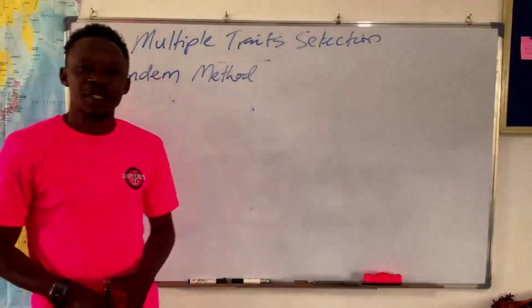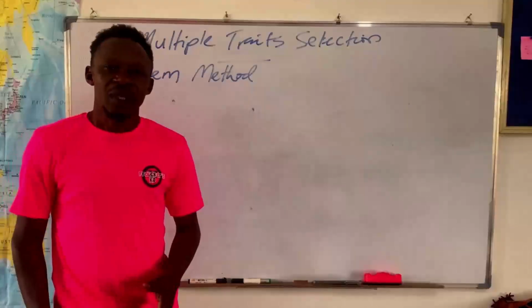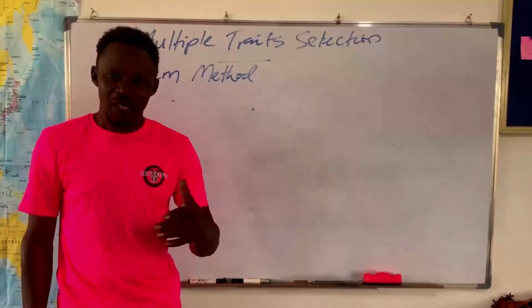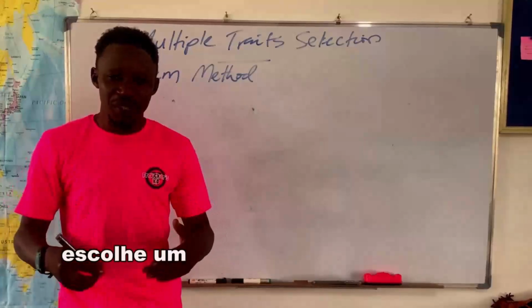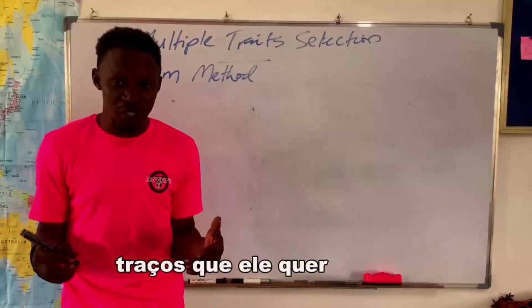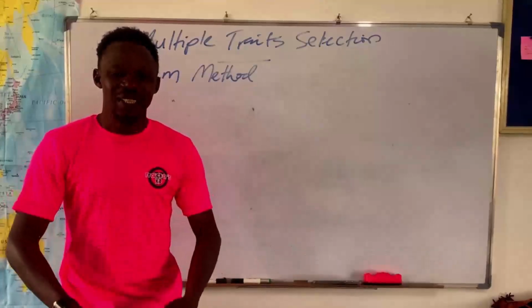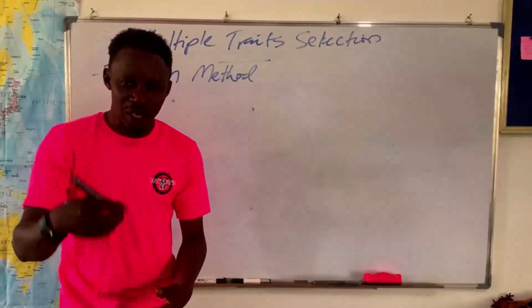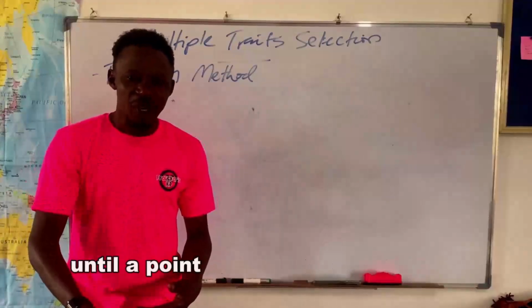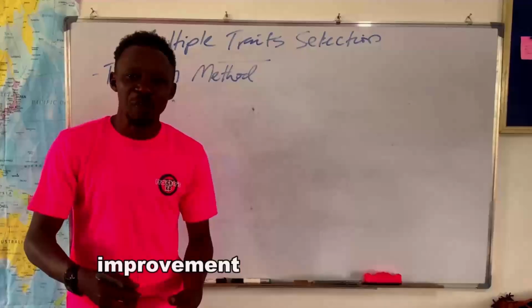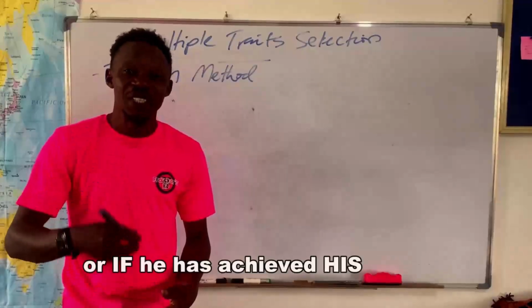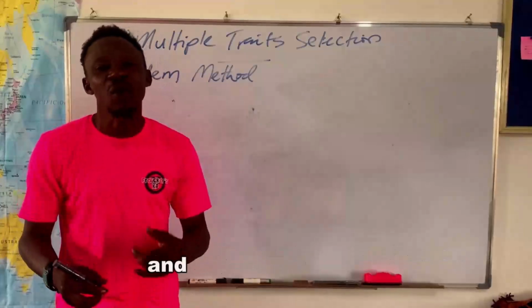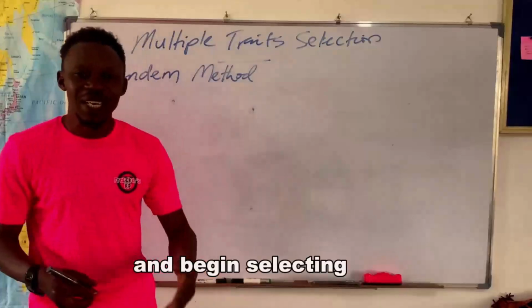In tandem methods, the breeder or the farmer selects the animals based on one trait at a time. What that means is that he picks a trait of interest out of the many traits he wants to improve and selects those animals that bear that trait, keeps selecting them from one generation to another, until a point when he is satisfied that improvement has been achieved, or if he has achieved his set mark, then he can now relax selection on this trait and go to another trait and begin selecting again.